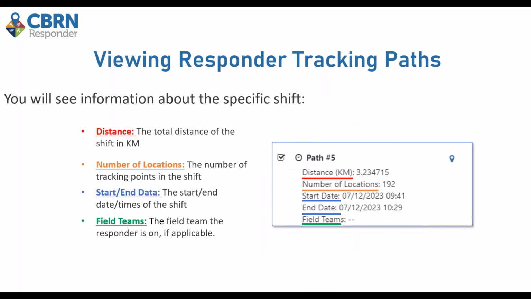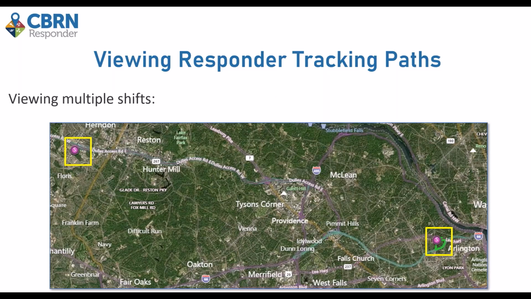For each specific shift or path, you'll see the total distance. You'll see the number of tracking points just in the shift as well, the start and end date, and then any field team that the responder is on. You can choose to view multiple shifts for a specific user. So here I have an example of 2 different shifts being displayed. That being said, depending on how close they may be, you may have to zoom out substantially and it may be somewhat hard to see.